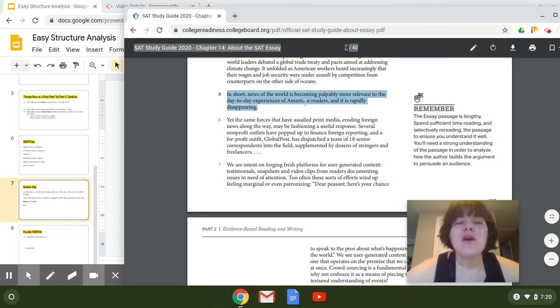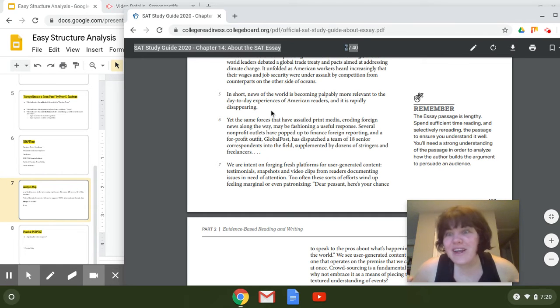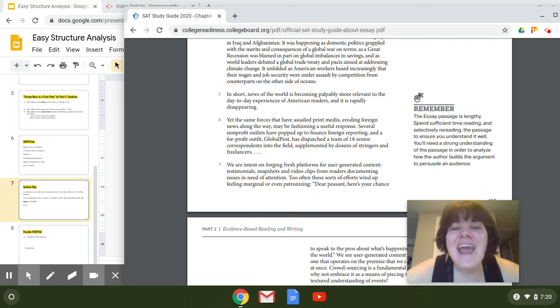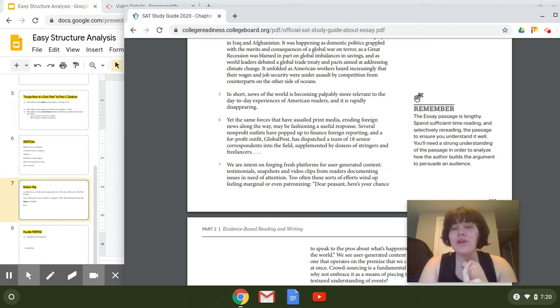So in this paragraph, he says, "news of the world is becoming palpably more relevant to the day-to-day experiences of American readers." We just learned who the audience is, American readers. "And it is rapidly disappearing." So we also learn more about the problem. Foreign news is important to the daily lives of American readers, and it's a problem because it's disappearing. So that makes sense with all of this decline. So let's see where he takes it.